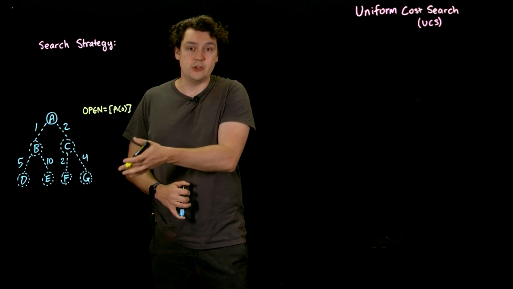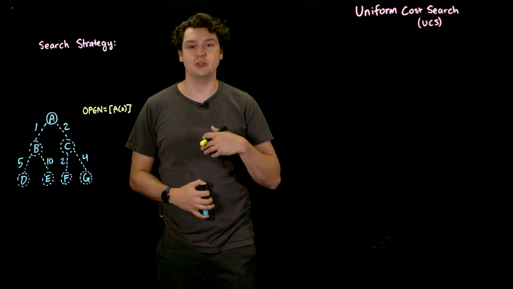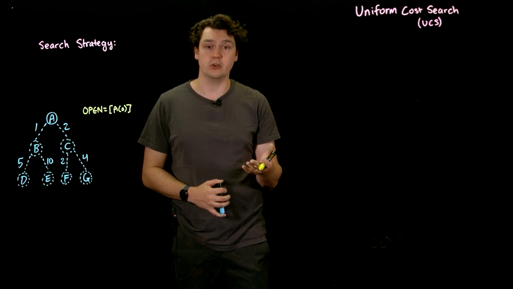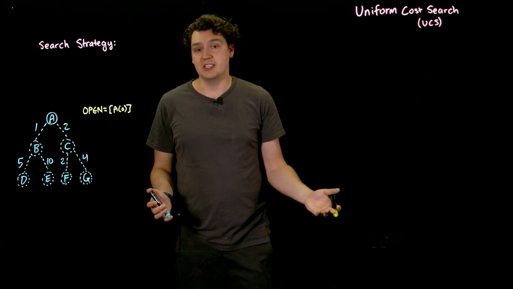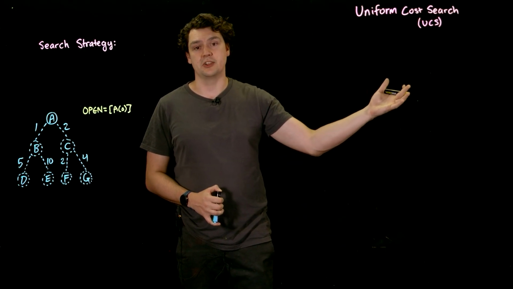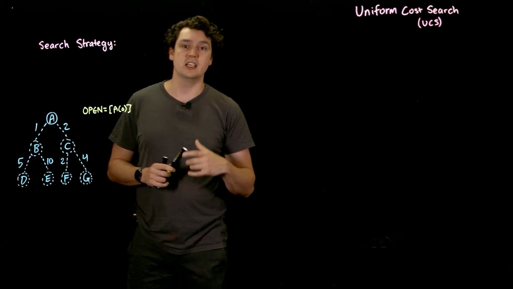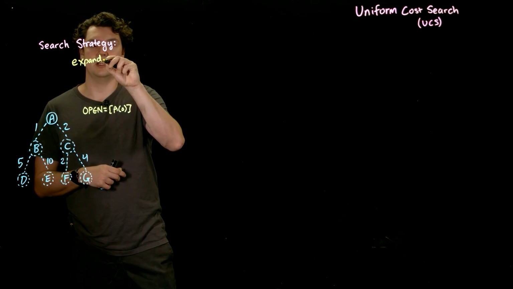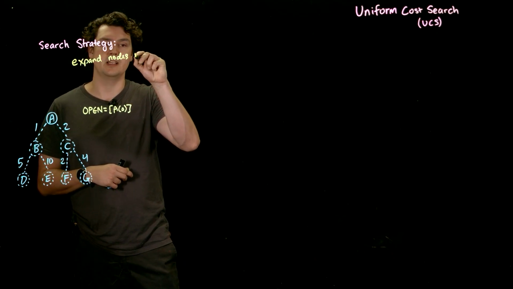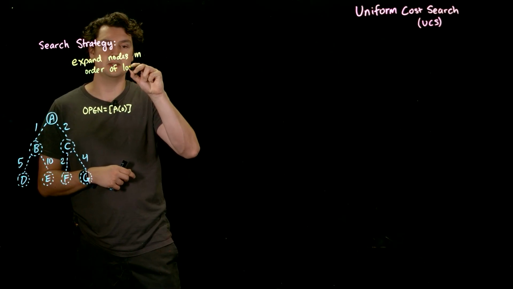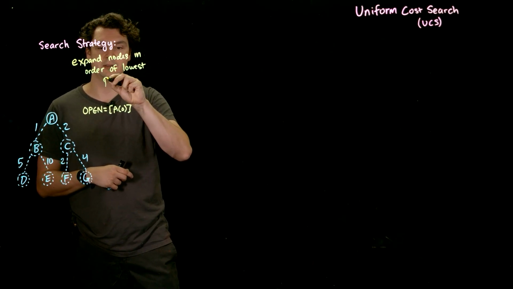So in problems that do have edge costs, of course we know that we're going to have to reason over these differently and inform the order of nodes that we expand based on the additional information that we have in the problem. So that is where uniform cost search steps in. Our search strategy here is that we're going to expand nodes in order of lowest path cost.